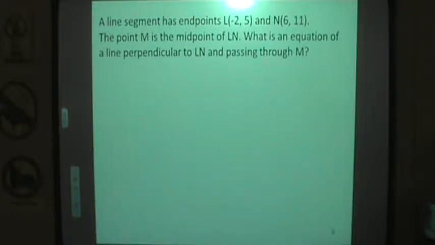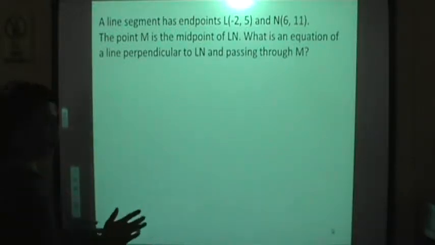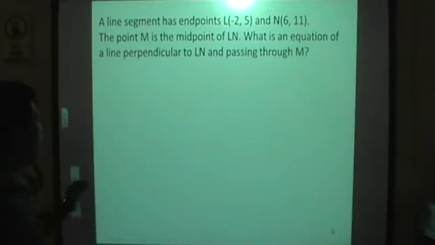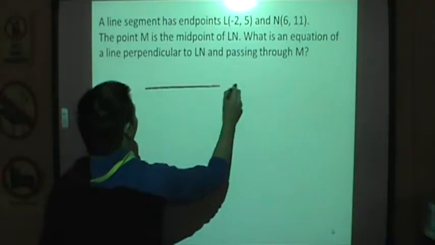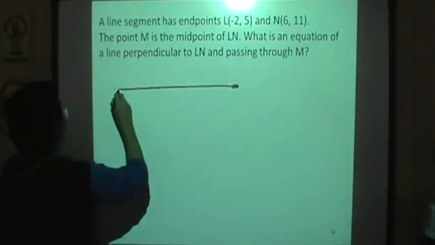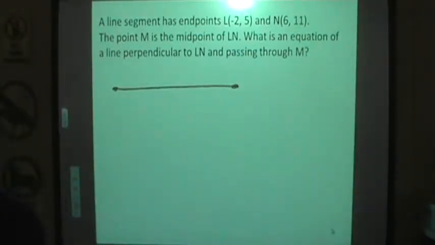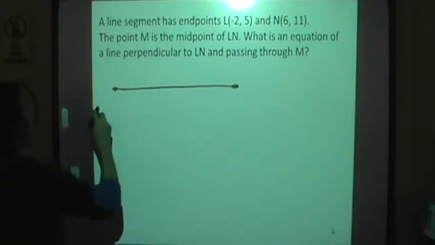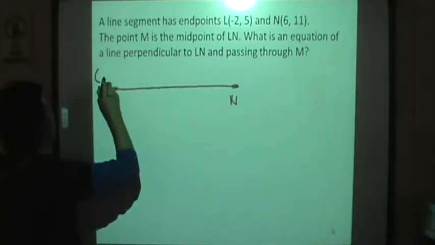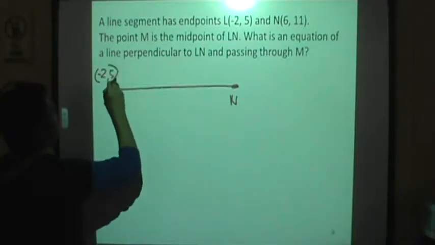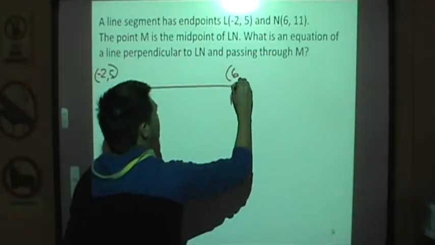Now again, make sure you read the problem, so go ahead and pause the video and read the problem at least twice. Now in this problem we have a line segment. A line segment has endpoints. This is your L and this is your N, and L is (-2, 5) and N is (6, 11).